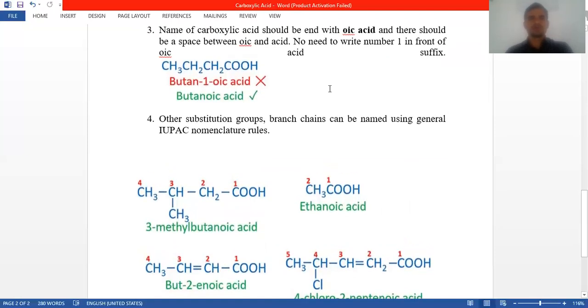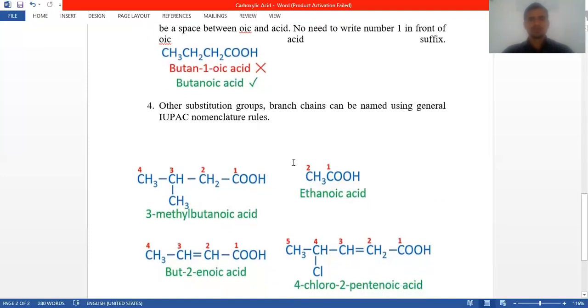No need to write the number 1 in front of the oic acid suffix. The E is replaced with oic. They have given the example butane 1 oic acid, but there is no need to write the number 1 because every carboxylic acid gets number 1. So write directly butanoic acid, with a space before acid. And the other rule: other substituent groups and branch chains can be named using the general IUPAC nomenclature rules. So we see the examples.